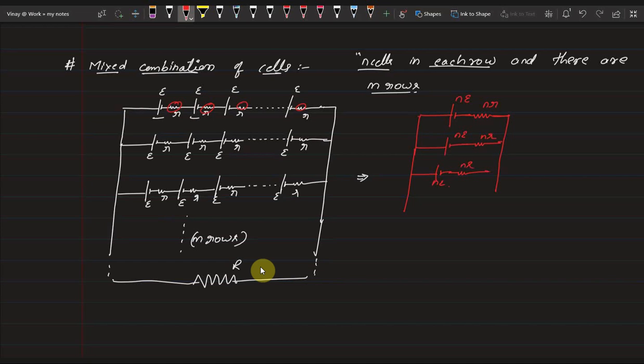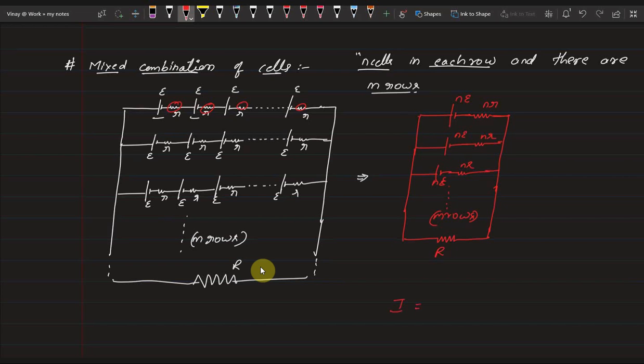And so on, how many rows are there? m rows are there. Now this is finally connected to an external resistor of resistance capital R. Then can you tell me what is the current in the circuit?